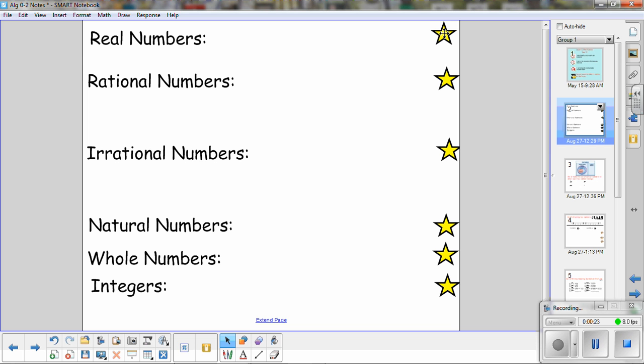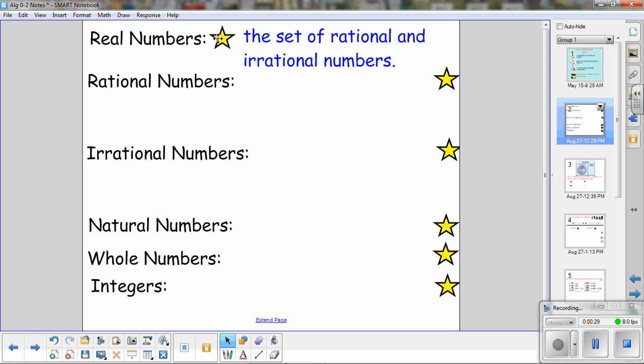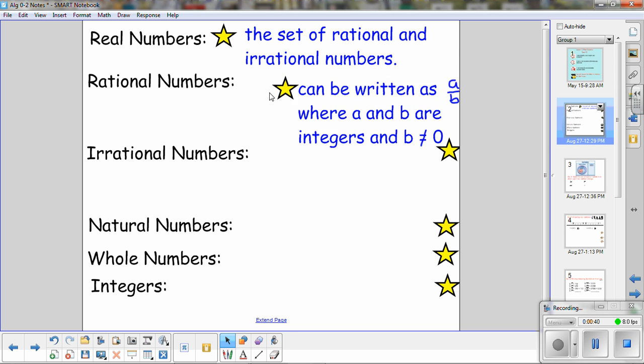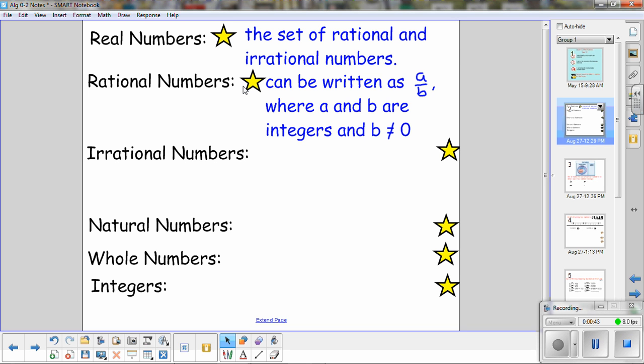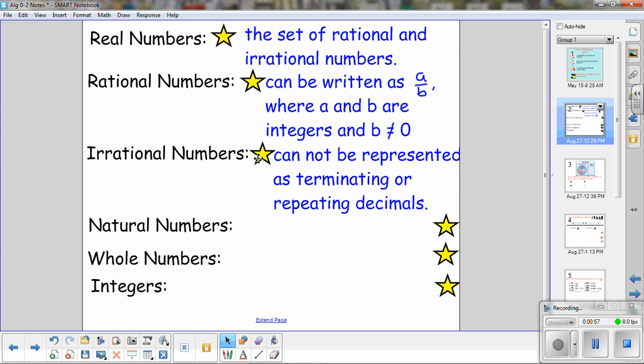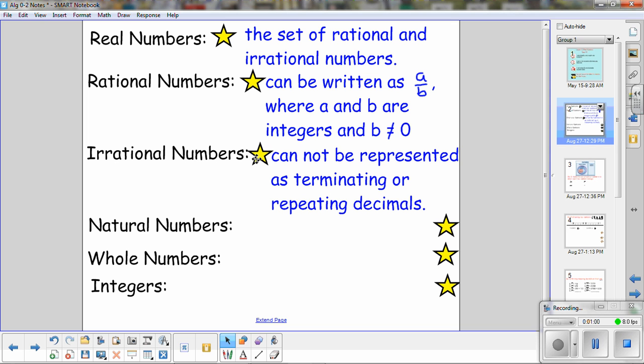The first thing we have is a bunch of vocabulary words to help you understand this lesson. The first one is real numbers. Real numbers are the set of rational and irrational numbers. Rational numbers are numbers that can be written as a fraction a over b, where a and b are integers and b is not equal to 0. Irrational numbers are numbers that cannot be represented as terminating or repeating decimals.